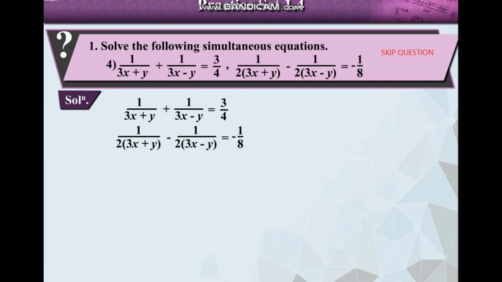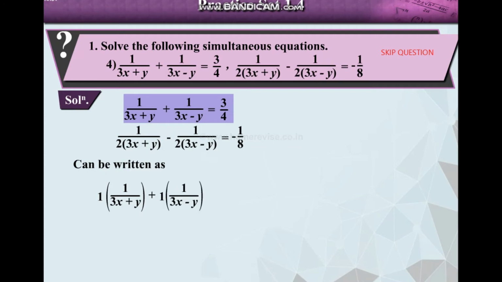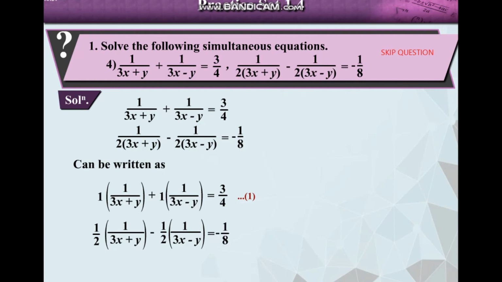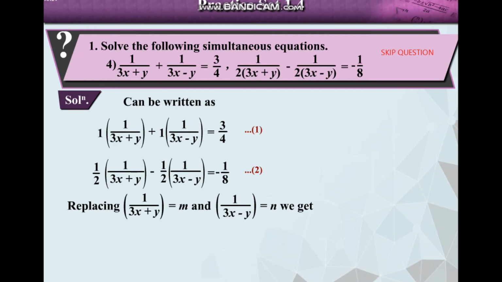1 upon 2 multiplied by 3x plus y minus 1 upon 2 multiplied by 3x minus y is equal to minus 1 upon 8. Can be written as 1 multiplied by 1 upon 3x plus y plus 1 multiplied by 1 upon 3x minus y is equal to 3 upon 4. Equation 1. 1 upon 2 multiplied by 1 upon 3x plus y minus 1 upon 2 multiplied by 1 upon 3x minus y is equal to minus 1 upon 8. Equation 2. Replacing 1 upon 3x plus y by m and 1 upon 3x minus y by n, we get m plus n is equal to 3 upon 4.